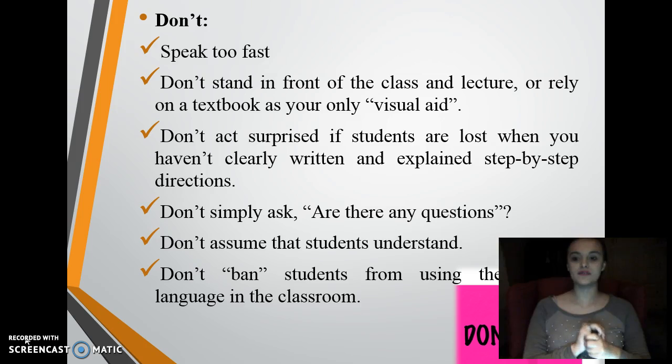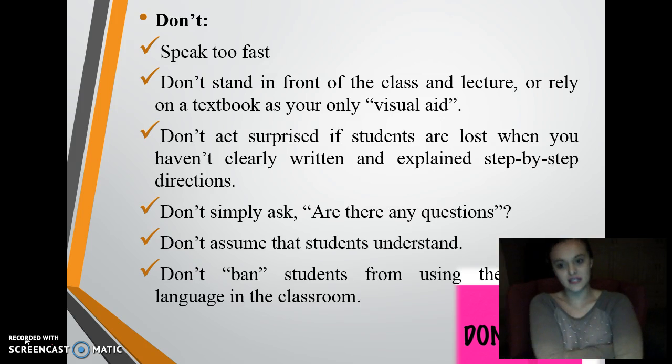For example, you can use a lot of visual aids, PowerPoints, Prezi, or whatever that students can see and understand well. Don't act surprised if students are lost when you haven't clearly written and explained step-by-step directions. Students really get lost really quickly, so it is important to explain the directions and have someone rephrase directions for you. Don't simply ask, are there any questions?